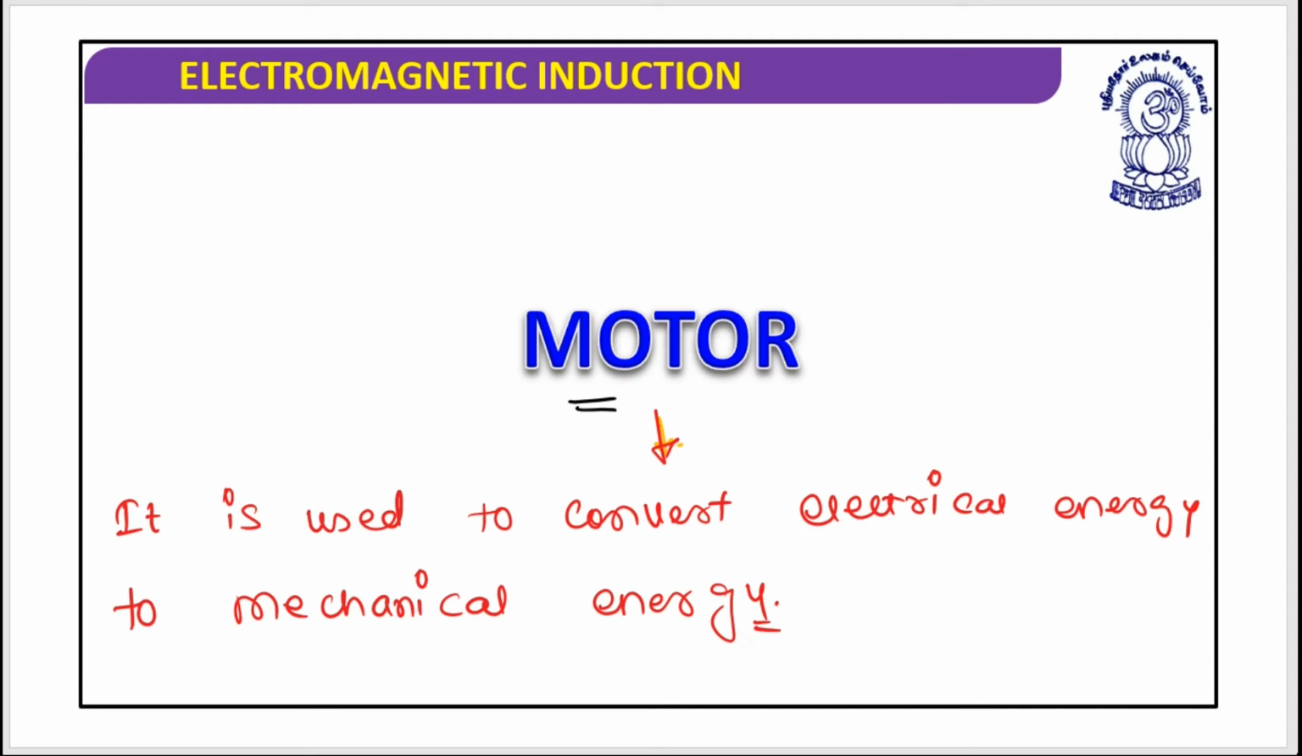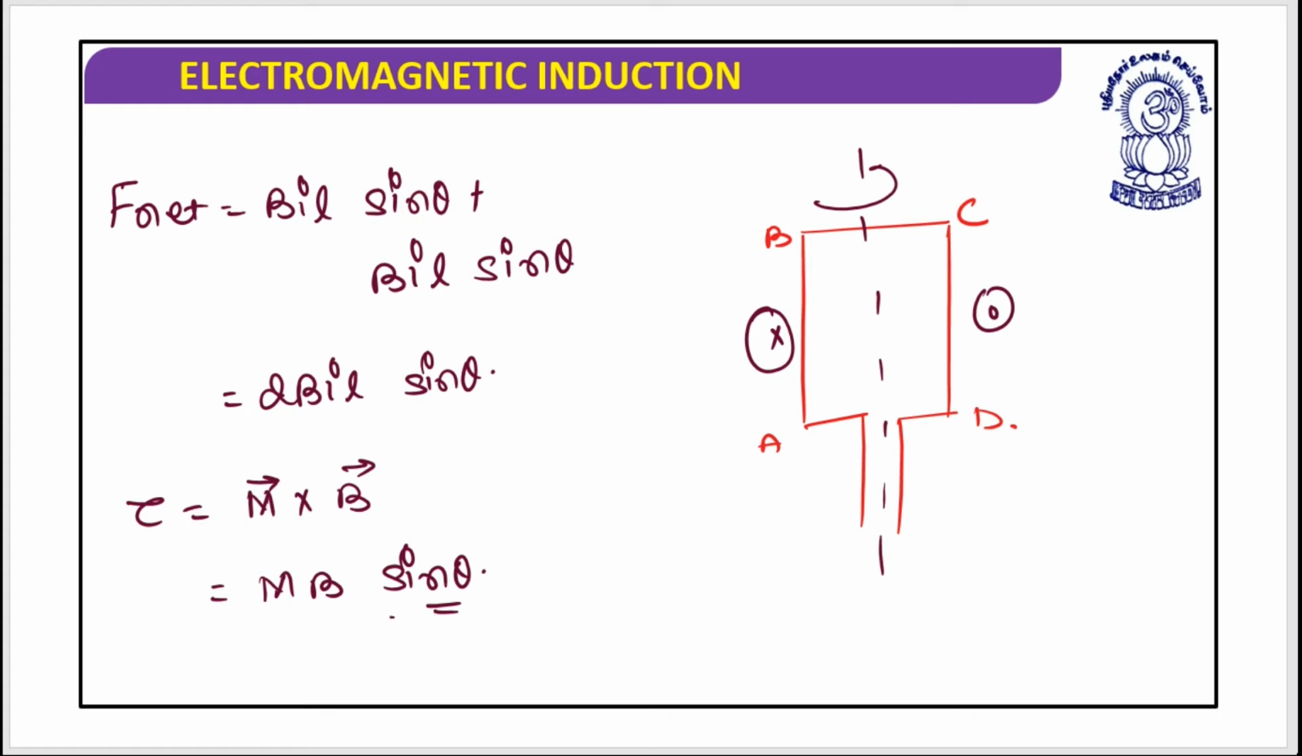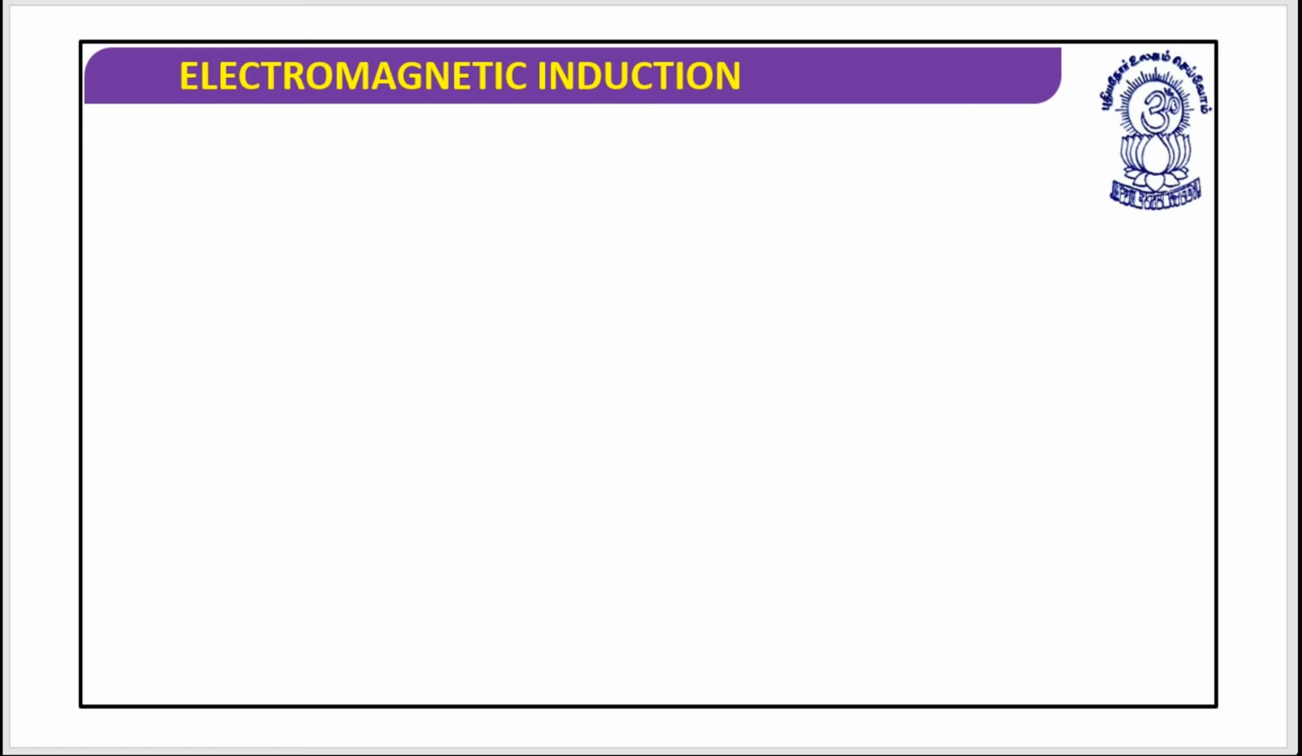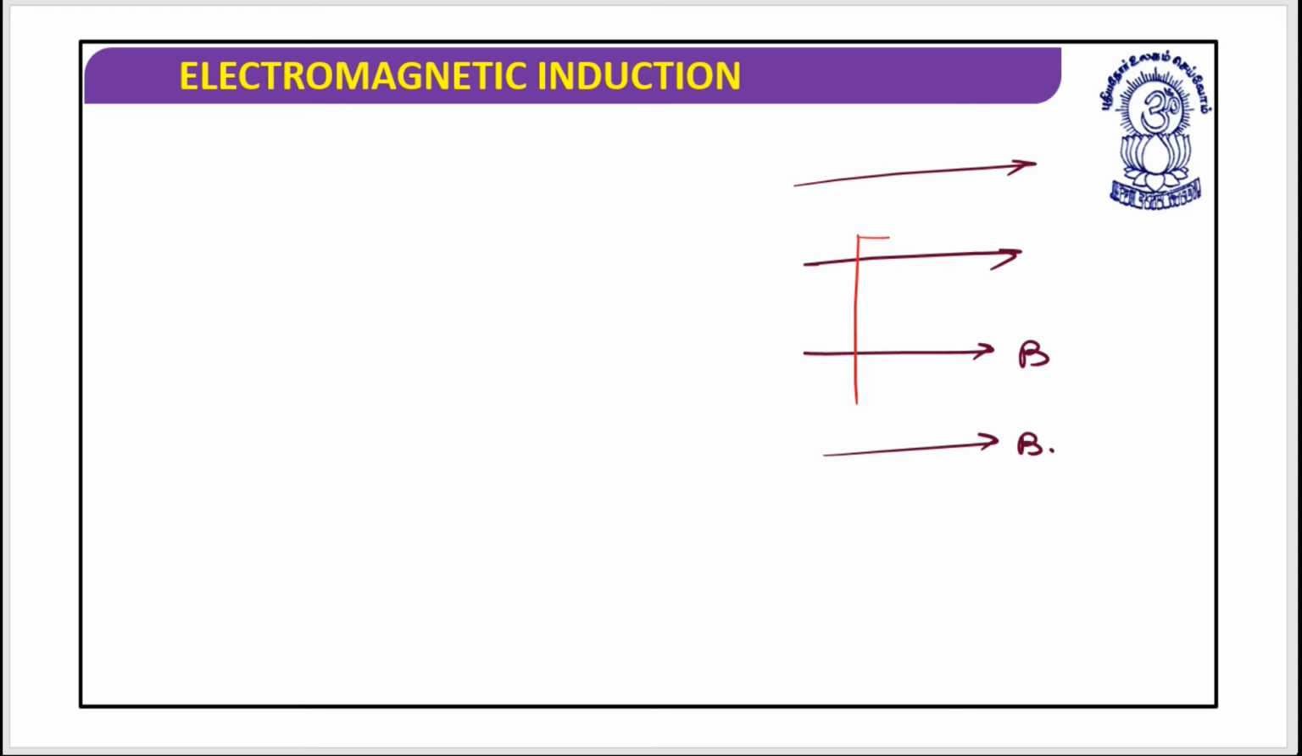We are here to convert electrical energy to mechanical energy, and that could be done. The torque could be written as M cross B, which is equal to MB sine theta, that we have discussed up till now, even in the situation of the normal motor. Now let's understand that in this region a magnetic field is there, and you have put your rectangular coil in this uniform magnetic field that has been provided by the horseshoe.